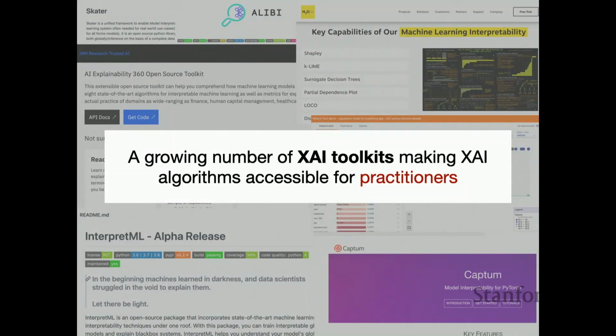Another notable trend here is that there have been lots of XAI toolkits developed in industry. These are open source toolkits. People can plug in their own model and data, then they can leverage these state-of-the-art algorithms. In fact, what got me into this topic was in 2019, when I was working at IBM, I started working on a toolkit called AI Explainability 360. And Microsoft has a version called InterpretML.